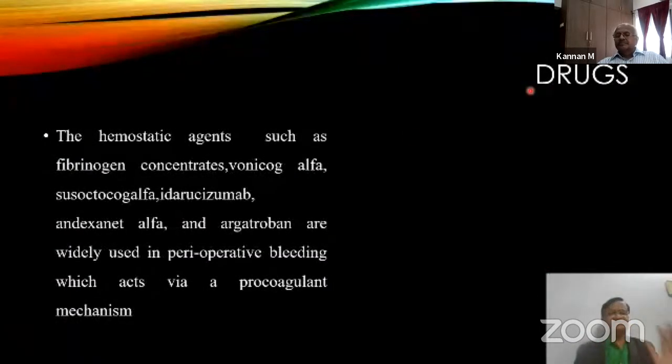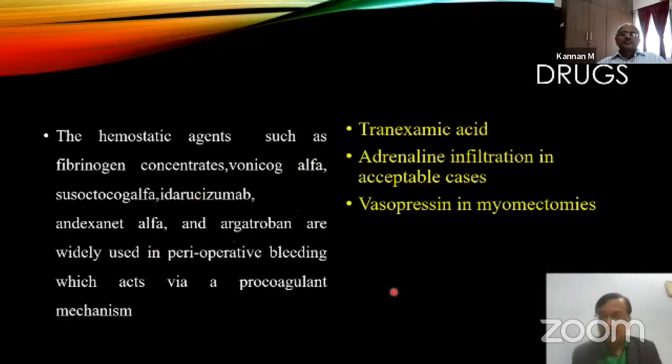There are a lot of drugs, like factor VIIa, andexanet alfa, argatroban, all these things. But what we know is this. We know tranexamic acid infusions. We know adrenaline infiltration in acceptable cases. We know vasopressin in myomectomies. It is a short-acting vasopressin. But in this time, we should suture, get the arteries and the feeder vessels tied. Then we are safe. So these are the 3 important drugs which are helpful in management of intraoperative anemia.